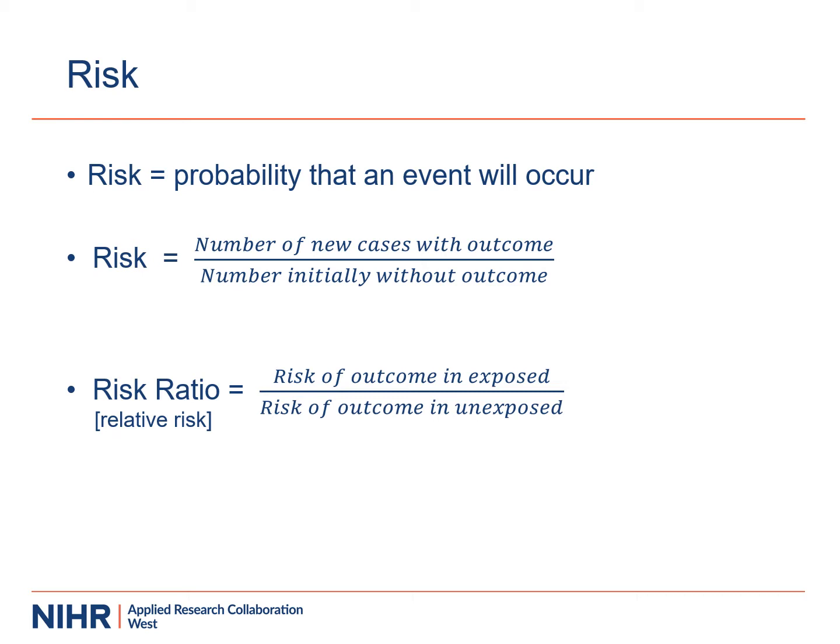And in research and evaluation, we're often interested in comparing the risk in two groups. And to do this, we can use risk ratios. And the risk ratio is the risk in one group, so for example, some exposure or intervention group, divided by the risk in another group, so for example, an unexposed or a comparison group.